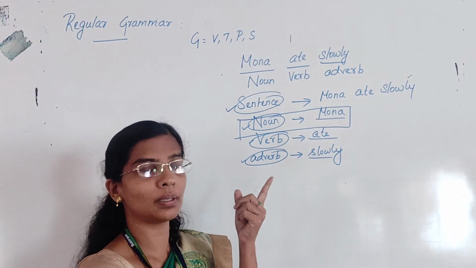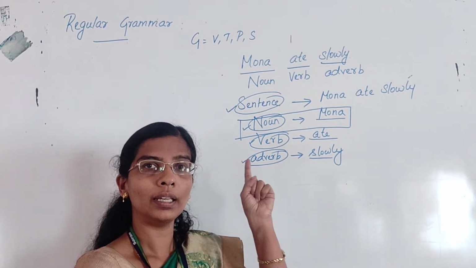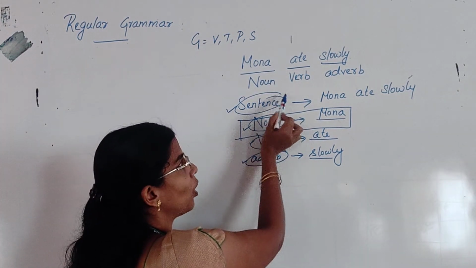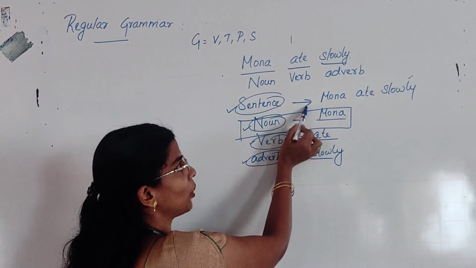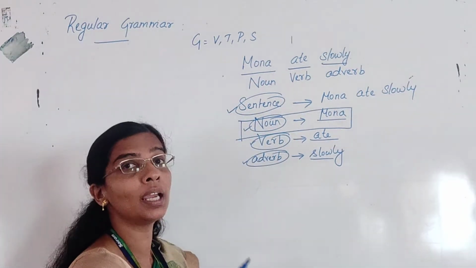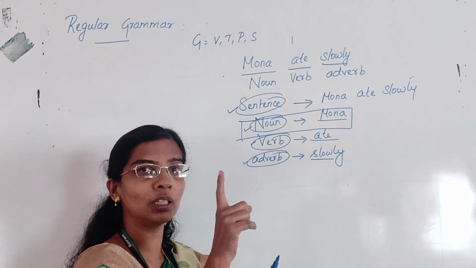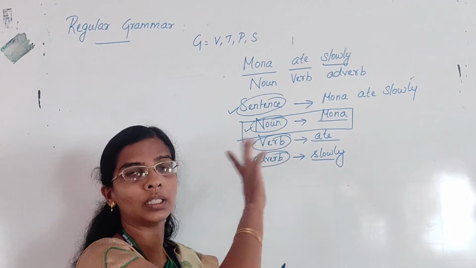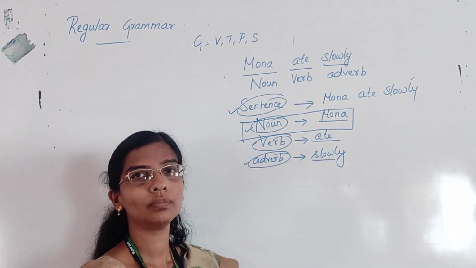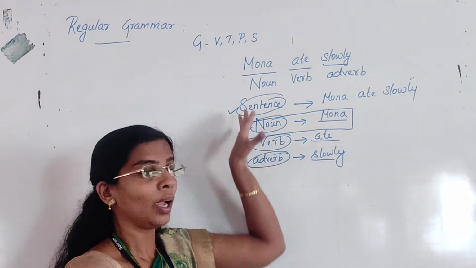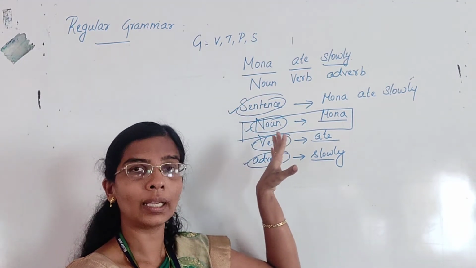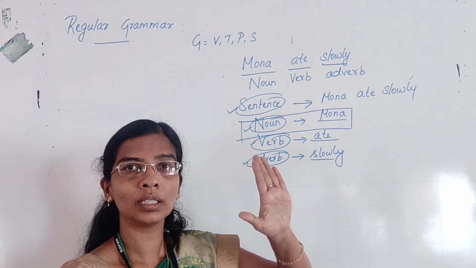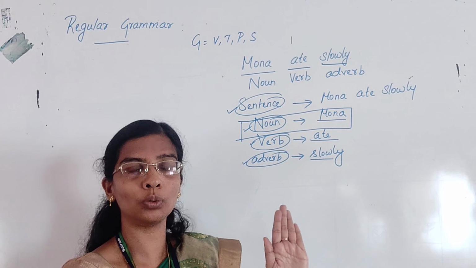And what is your start symbol? Start symbol is the leftmost. In the first production, what I have in the LHS is my start symbol. Go to the first production, check the LHS. LHS in the first production is your start symbol. So, this is the definition of my grammar. Grammar G is equal to variable, terminal, production, and start symbol. Production is nothing but rules.